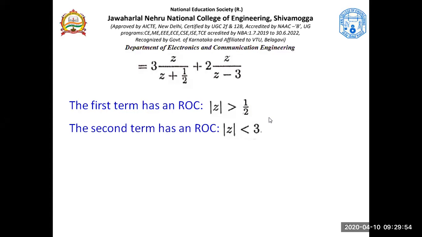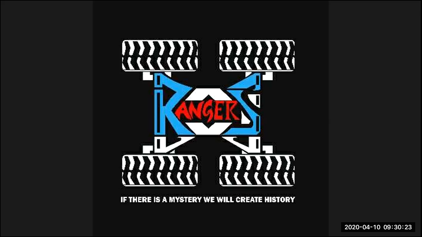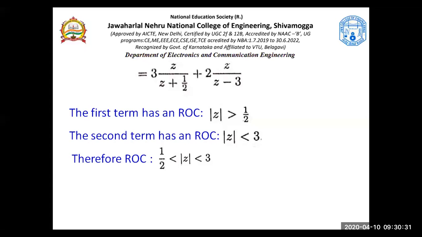Okay, now the next one is. So the ROC can be written as this is Z greater than half. Let's move on with the next problem.